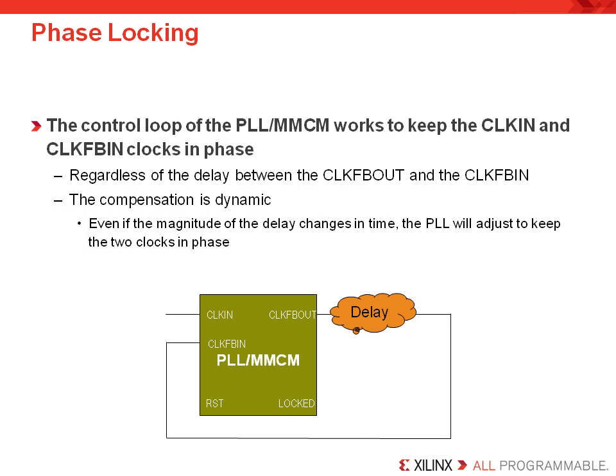Now, the control loop of the PLL and the MMCM works to keep the clock in and clock feedback input ports in phase. This is regardless of the delay between the clock feedback out and the clock feedback in. So this is basically implementing a phase lock loop. So the compensation is dynamic. So even if the magnitude of the delay changes in time, the PLL will actively adjust to keep the 2 clocks in phase.